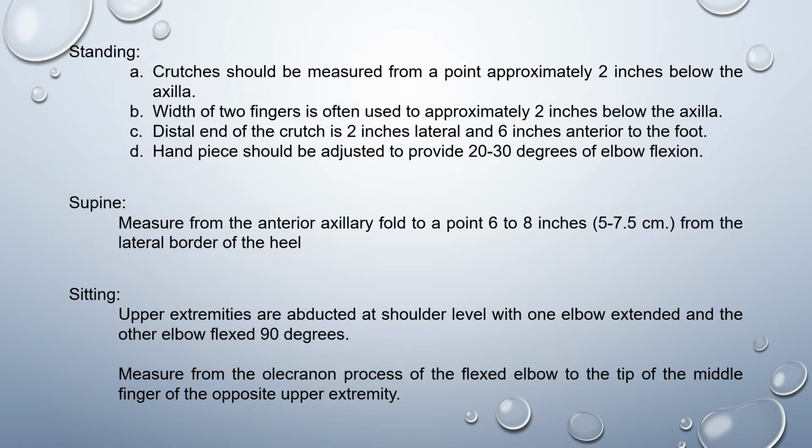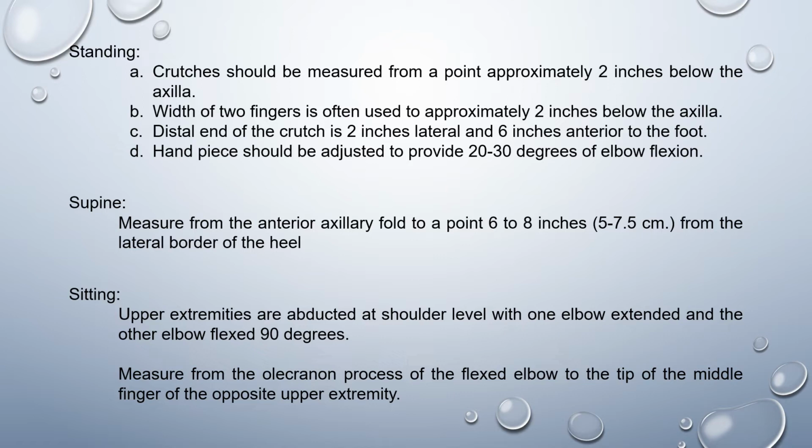And then supine, so nakahiga. Measure from the anterior axillary fold to 6 to 8 inches or 5 to 7.5 centimeters from the lateral border of the heel. Okay, that is the measurement.